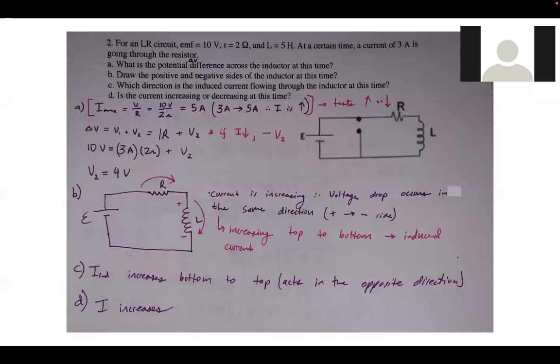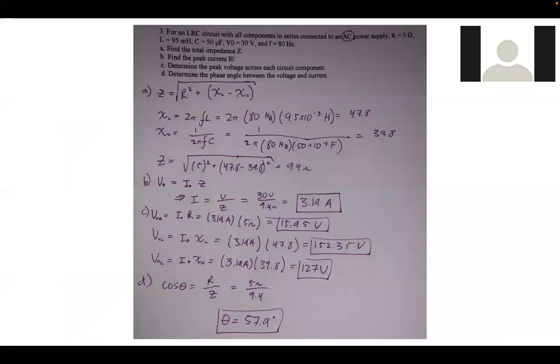Okay, so I just have one more question, and this is the one that is pretty commonly seen. We have an LRC circuit with the components in series connected to an AC power supply. They gave us R, L, C, and then V naught and the frequency. So the first thing we're going to do is solve for Z.